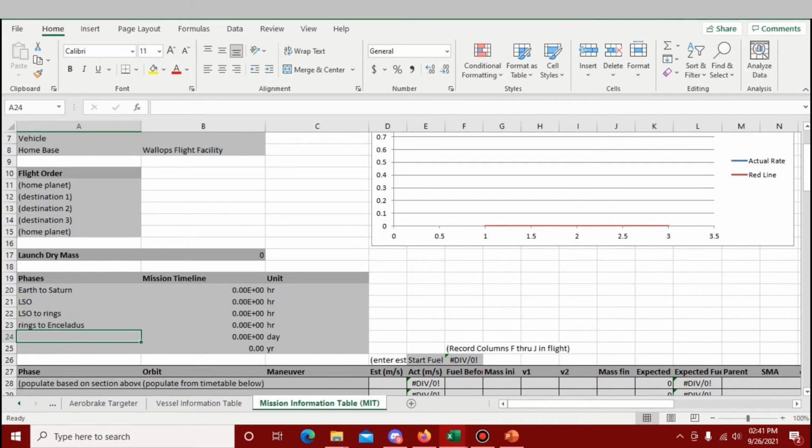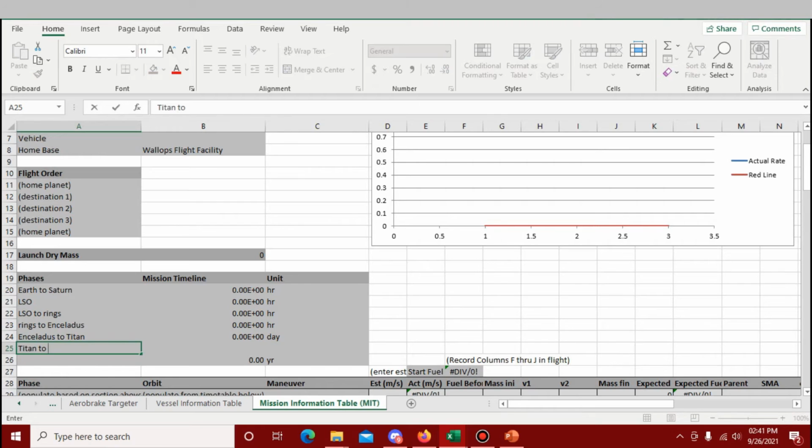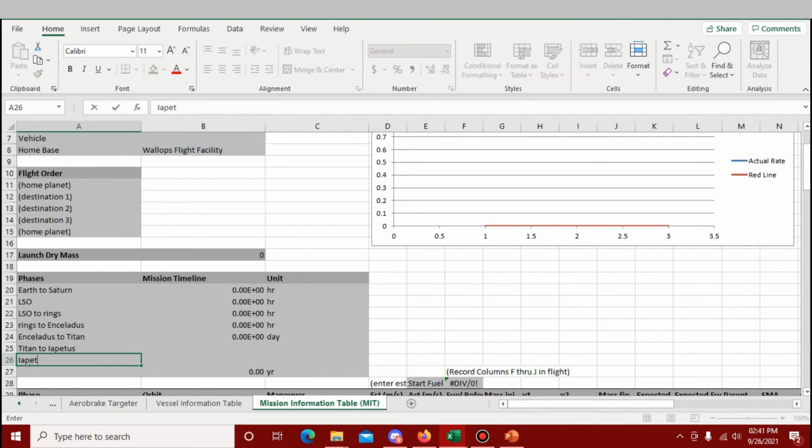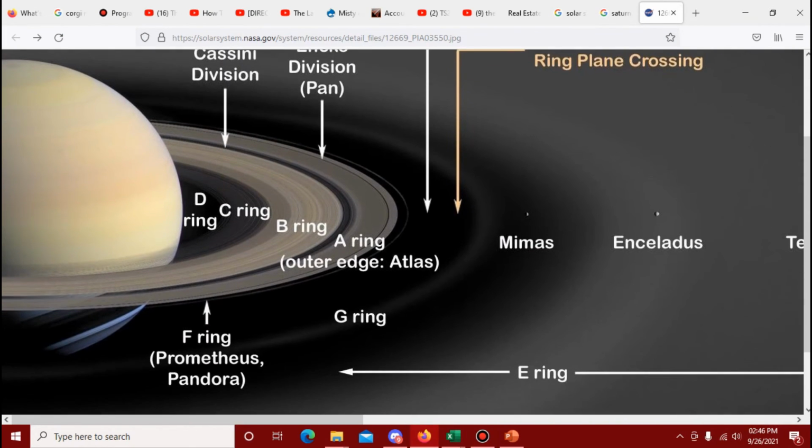And then we're going to go Enceladus to Titan. Then we're going to do Titan to Iapetus. And then we're going to do Iapetus to Earth. And let me just go ahead and check everything. Okay, so I had to clean it up a little bit. And let's see, we also got to add, there we go. So we're all set now. We're going to go Earth to low Saturnian orbit to the rings, rings to Enceladus, Enceladus to Titan, Titan to Iapetus, Iapetus to Earth.